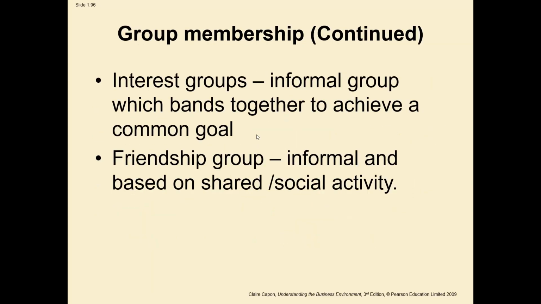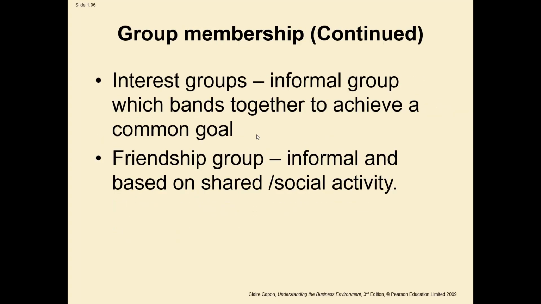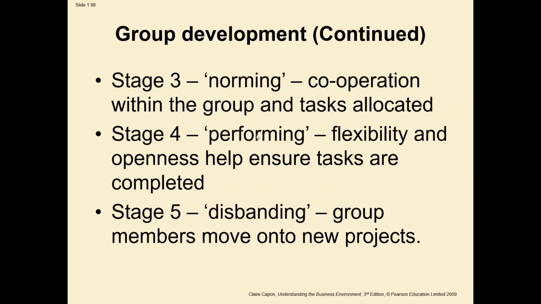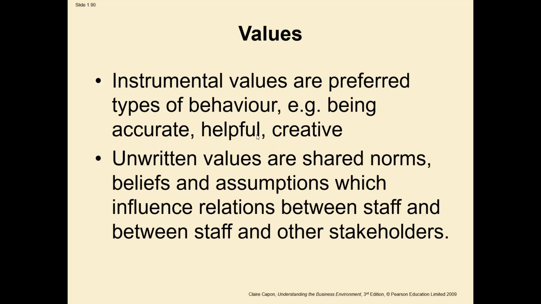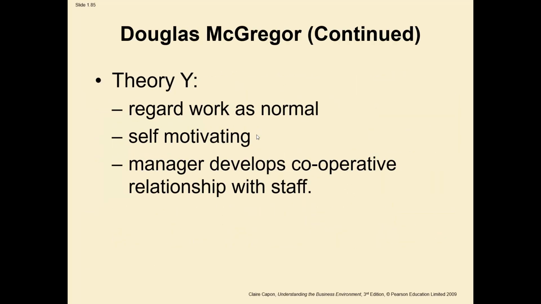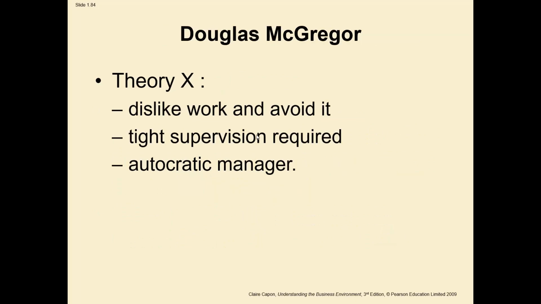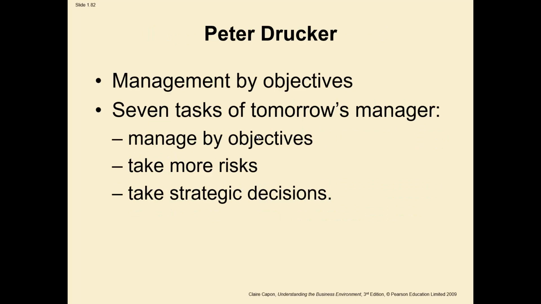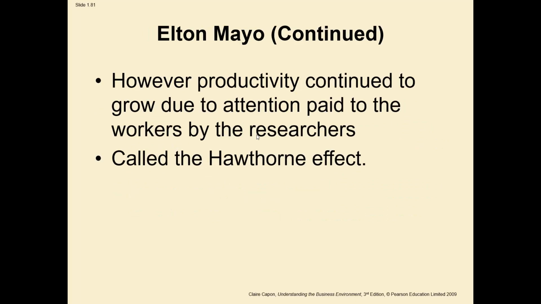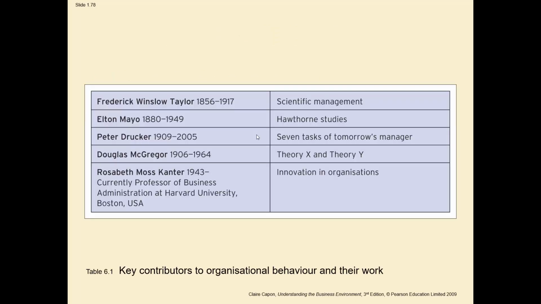Then you look at all the theories regarding group development, such as Tuckman and his forming, storming, norming, performing and disbanding. As well as that, there are the other theorists involved: Rosabeth Moss Kanter with her change masters, McGregor with his X and Y theory of people, Drucker with his integrated team and management by objectives, and Elton Mayo with his scientific management, human relations and the Hawthorne experiments.